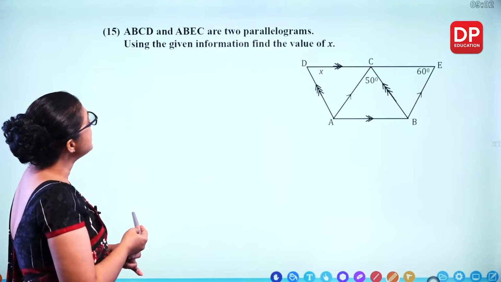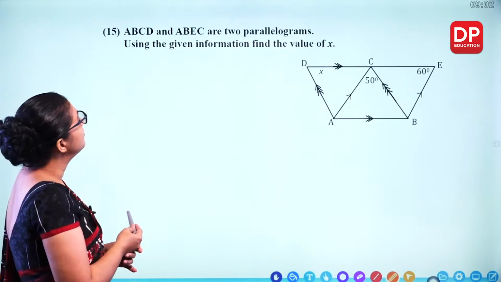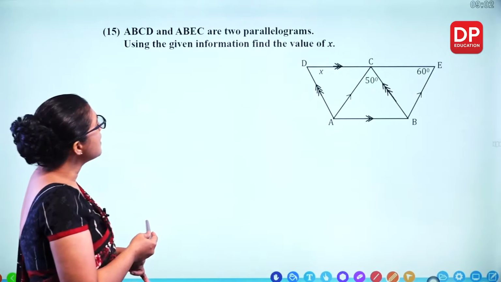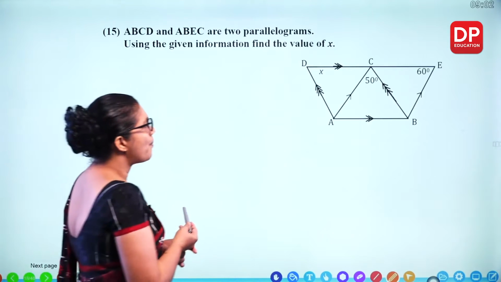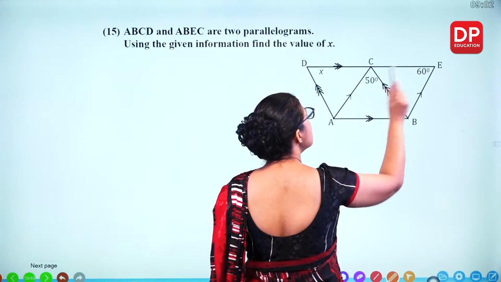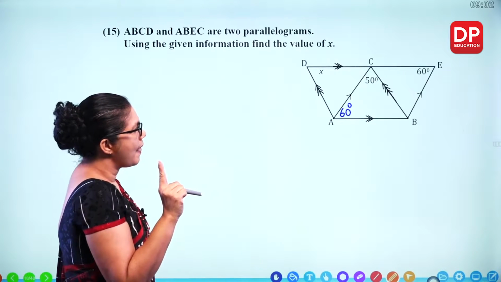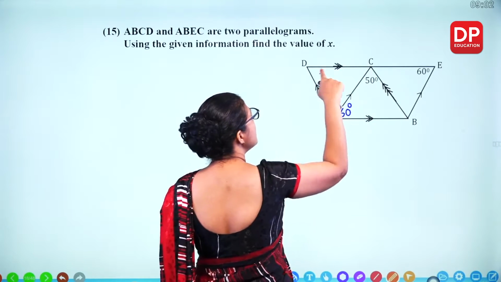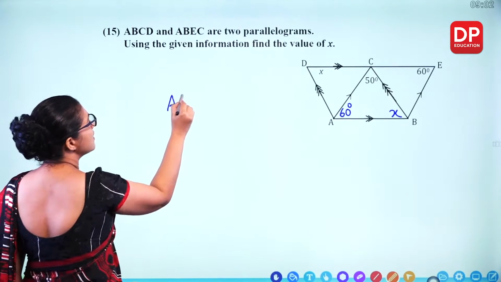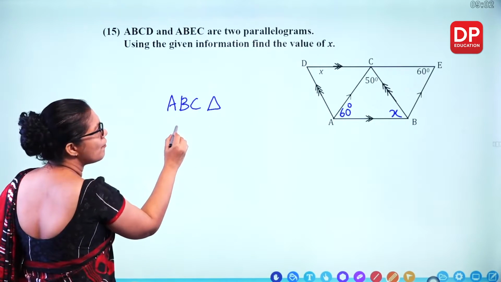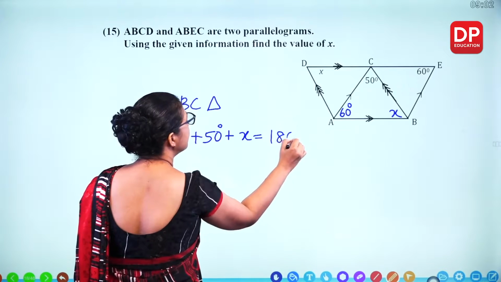15th one. ABCD and ABEC, both are parallelograms. Using the given information, find the value of x. What are the properties of a parallelogram? Opposite angles are equal. If this is 60, this is 60 degrees. Opposite angles are equal. And this is also a parallelogram. If this is x, this is also x. Now we can consider triangle ABC. Sum of angles in a triangle is equal to 180.